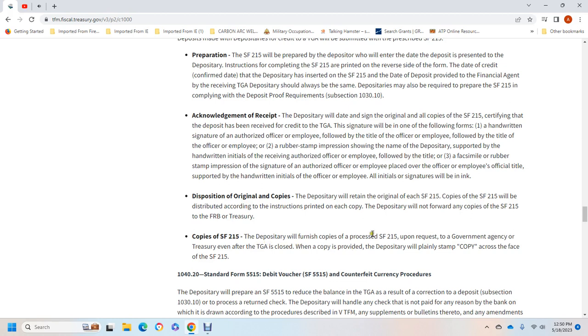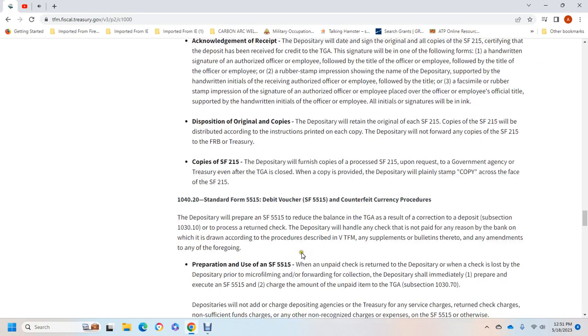But the copy provided to the depositor will be plainly stamped "copy" across the face of the 215.